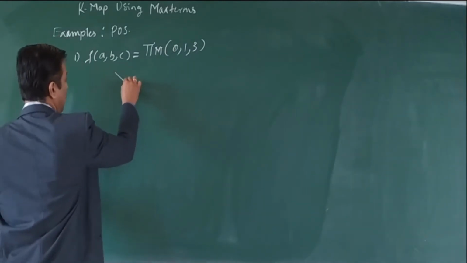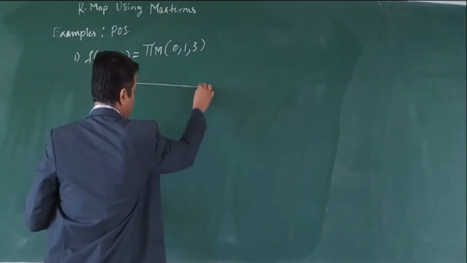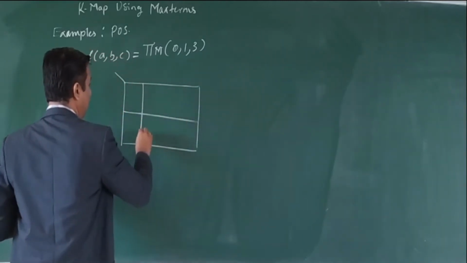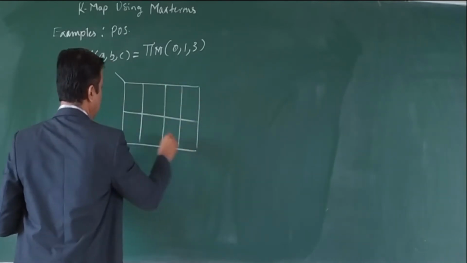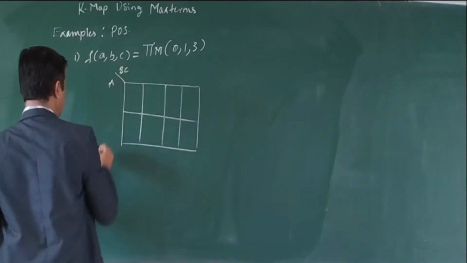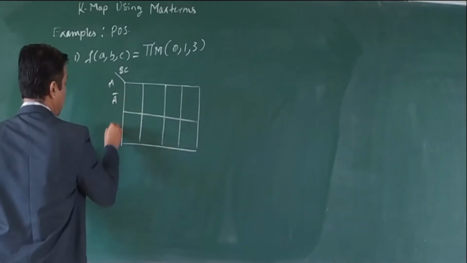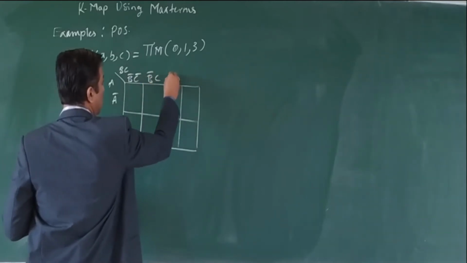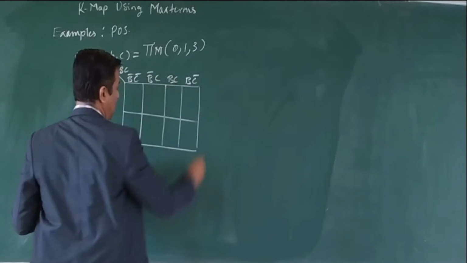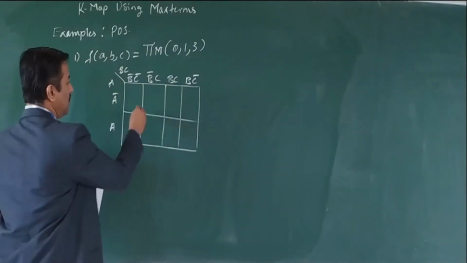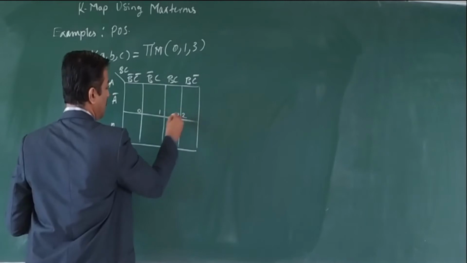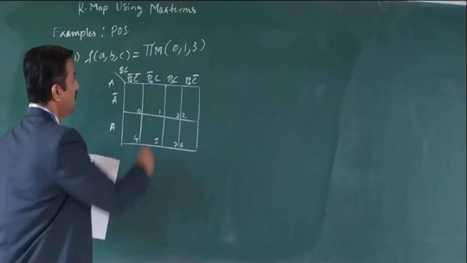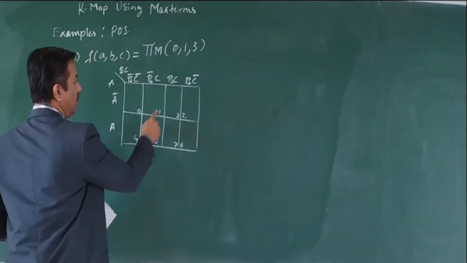Fine. So let me plot the K-map for this 3 variable function which is in a product of sum form. A, B, C, I represent again A bar and A, B bar C bar, B bar C, B C and B C bar. So 0, 1, 2, 3, 4, 5, 6 and 7. So 0, 1 and 3.